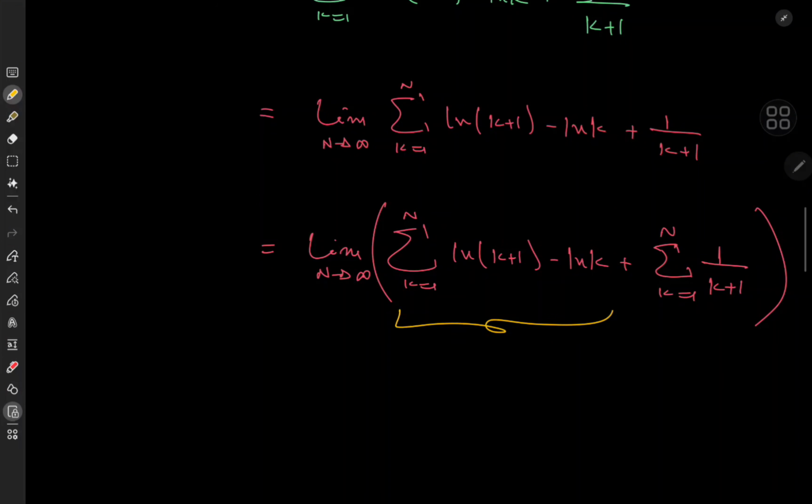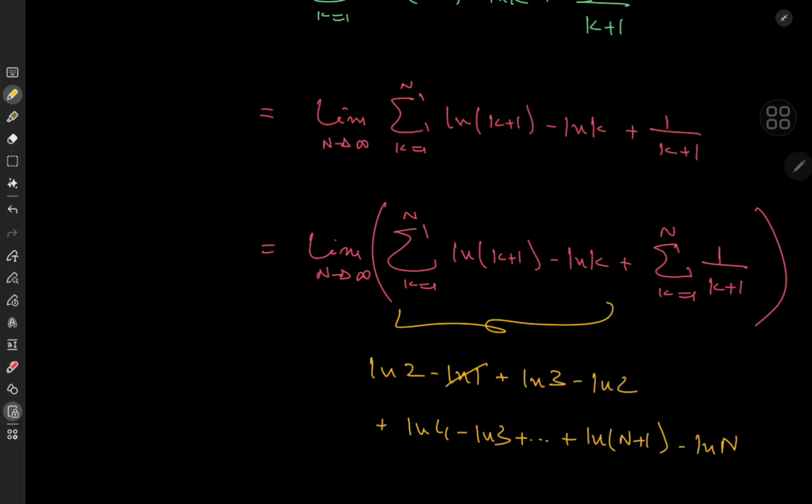So I want you to notice that if I expand it, then I should get a log 2 minus log 1. Log 1 itself is going to be 0 anyway. Plus the other term for k equals 2 is going to give me log 3 minus log 2. And then we're going to have a log 4 minus log 3, and so on. Finally, at the end, we're going to get a log of n plus 1 minus log of n.